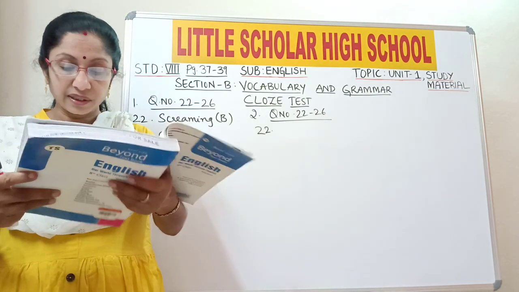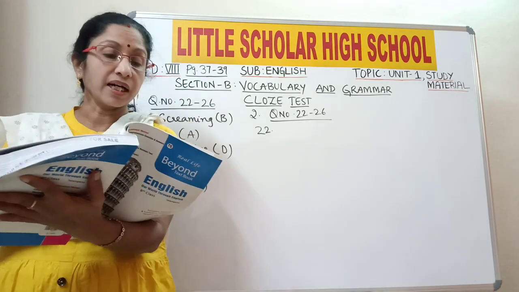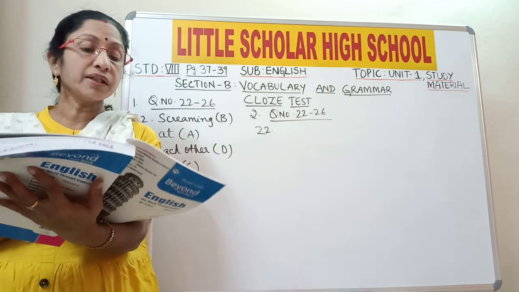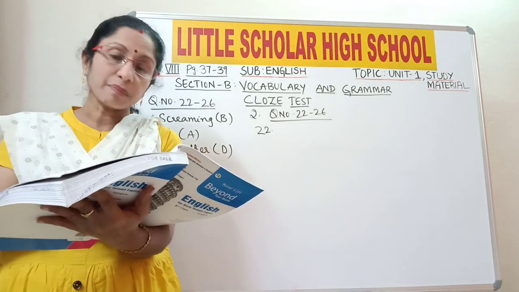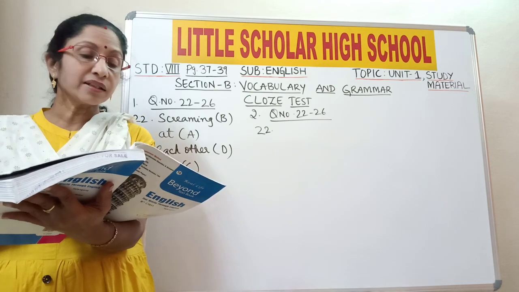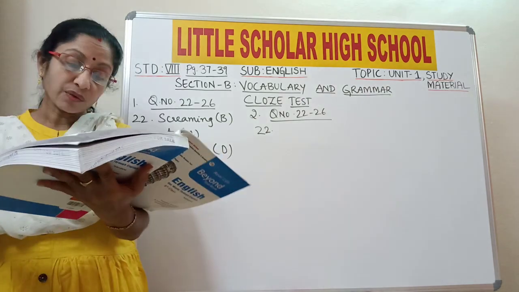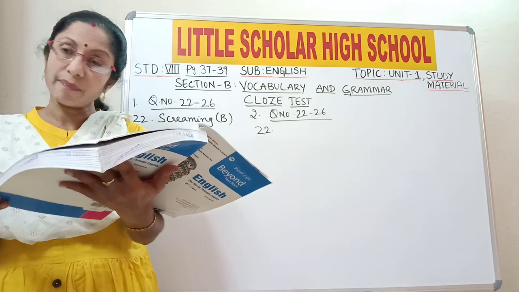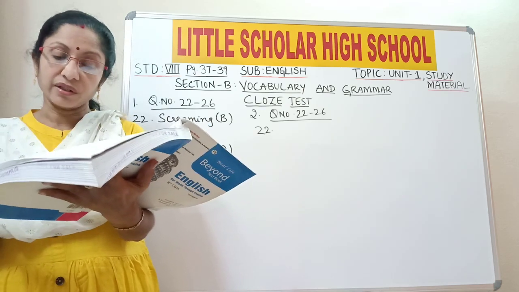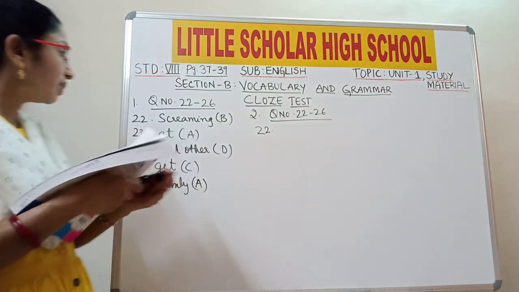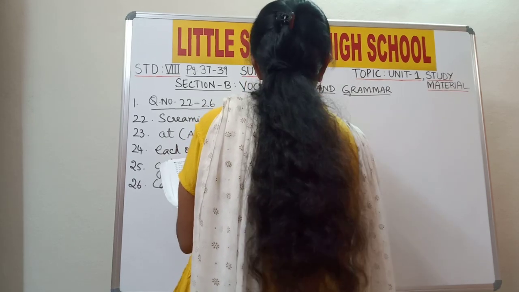So, one day a rabbit and a tortoise ___ a race. Let us see the options. Option A, ran. Option B, run. Option C, runs. Option D, running. Ran is past tense, run is present tense, runs is also present tense, and running is present continuous tense. Here we are talking about one day, whatever happened in the past, so the answer should be in the past tense. One day a rabbit and a tortoise ran a race. So for question number 22, option A is the answer, that is ran.